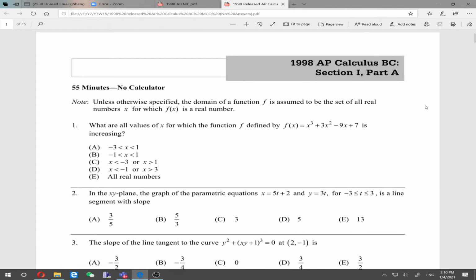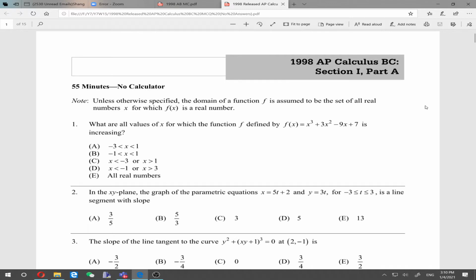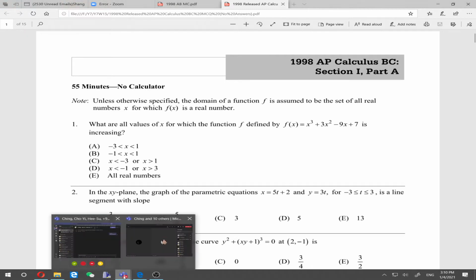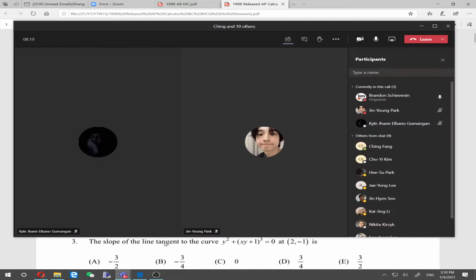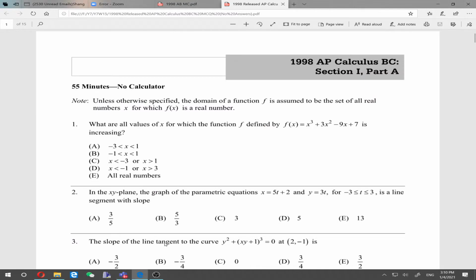Alright, welcome back. So I'm going to be going through the BCMCQ because I don't believe we have anyone from AB here, though I am getting a bunch of messages on WeChat at the moment, so I'll check those out.